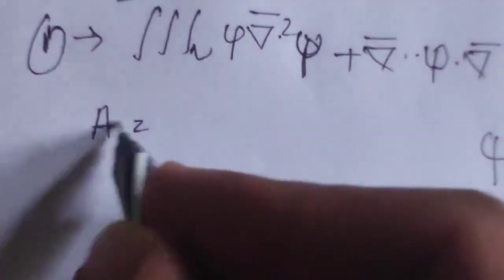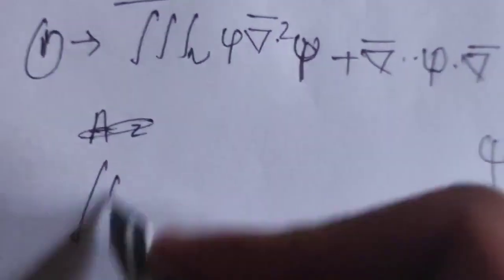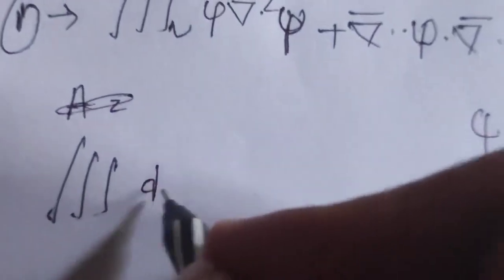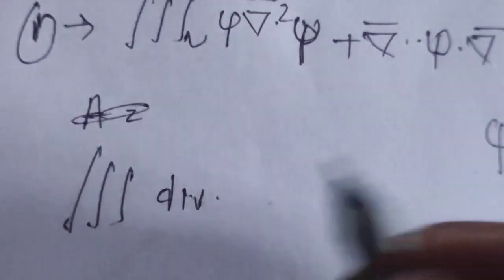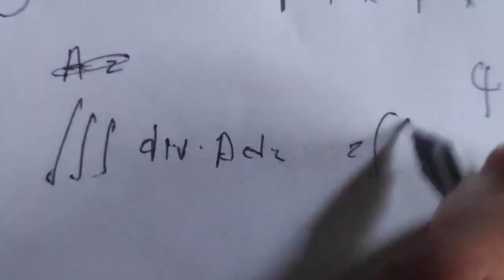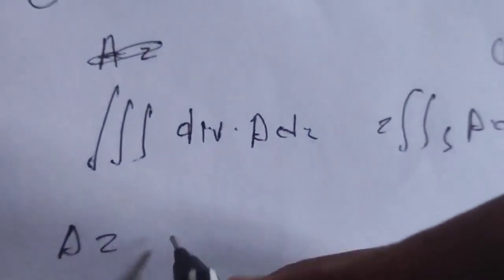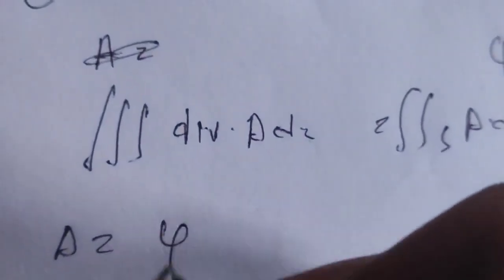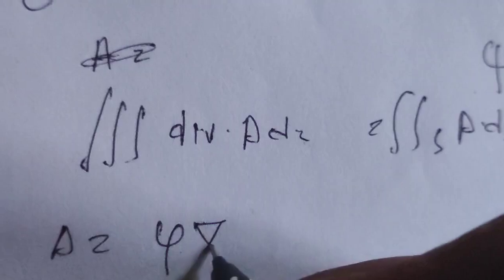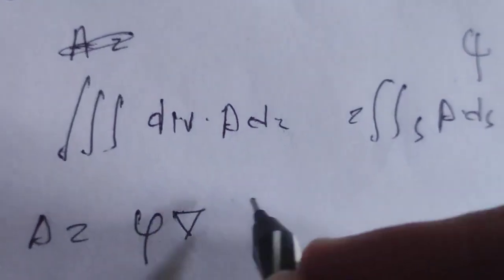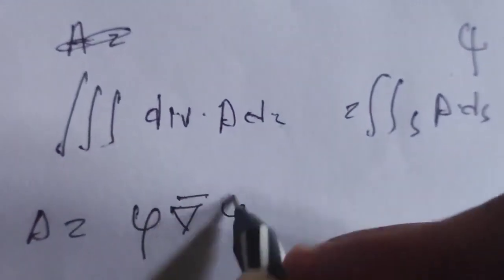So once again, we know the Gauss theorem. The Gauss theorem says how we convert the volume integral into the surface integral. So divergence of A dv is equal to the surface integral of A dot ds. So here let's say A is equal to, for example, phi gradient psi.